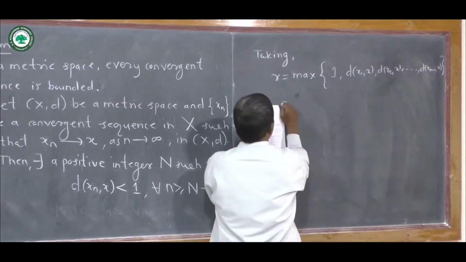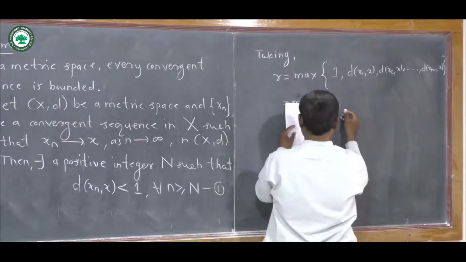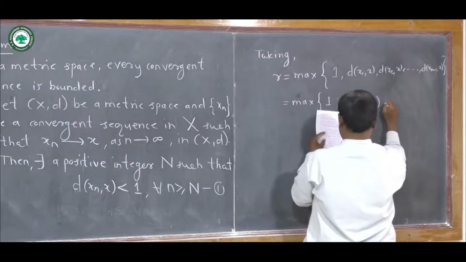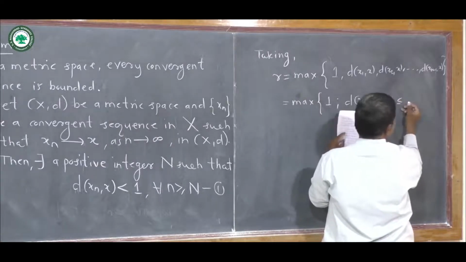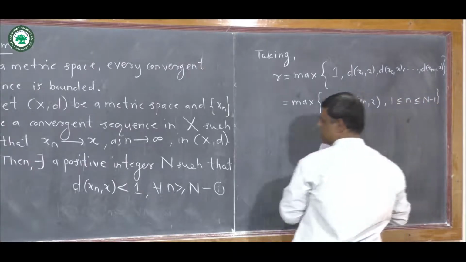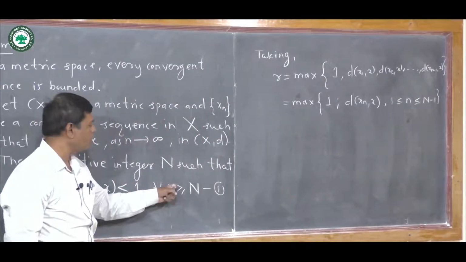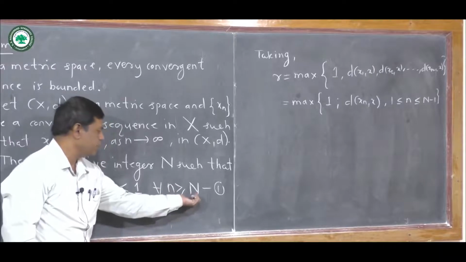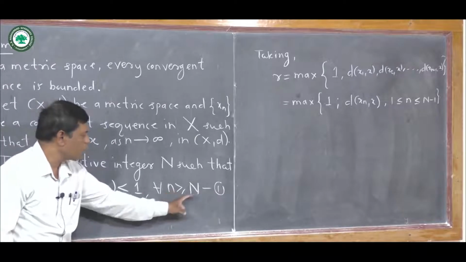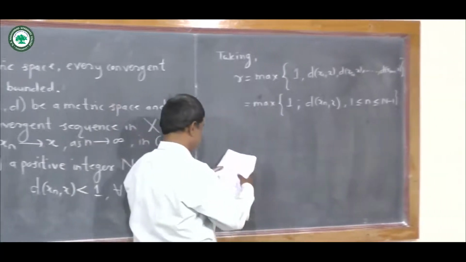So we can write r as the maximum of 1 and the distance between xn and x, where n ranges from 1 to N minus 1, because we know that the distance between xn and x is less than 1 for all n greater than or equal to capital N. We write this for when the value of small n is greater than or equal to N. That's why we are writing this.